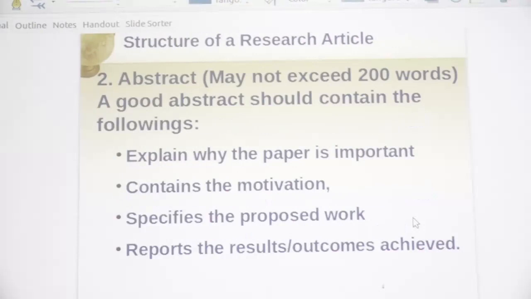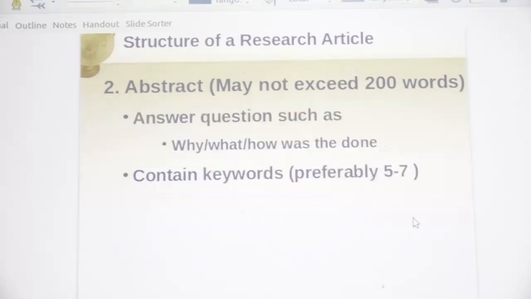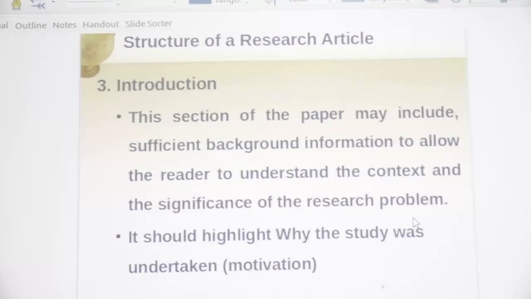Then coming to the abstract, it should not exceed more than 200 words. A good abstract should contain the following: explain why the paper is important, contain the motivation, specify the research work, and report the results and outcomes achieved. It should also answer questions such as why, what, and how the research was carried out. The abstract should normally contain 5 to 7 keywords.